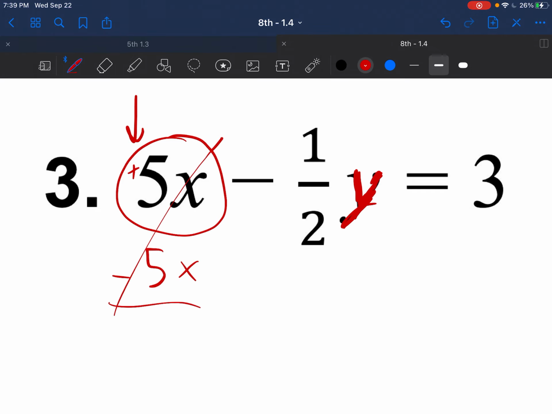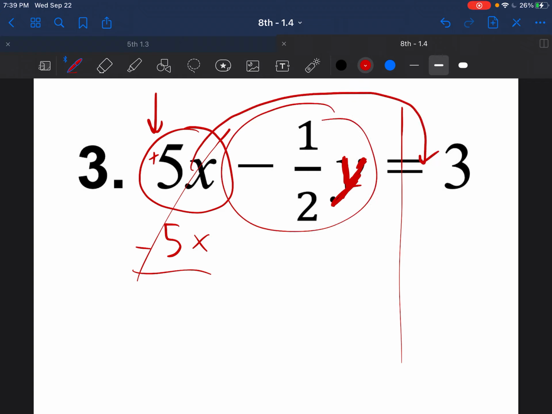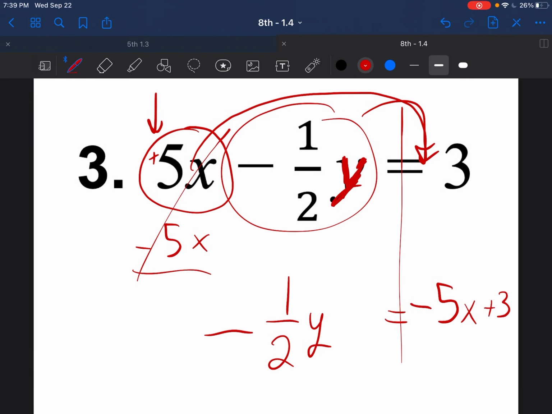Boom. Whatever you do on one side, do it to the other. So basically this does not have an x, right? So we're just going to squeeze it in. I'm going to take this, squeeze it in right there. So let's drop this down. We now have negative 1/2 y. We just squeezed that in over there, so we have negative 5x, and that's a positive 3 plus 3. I'm going to erase this. I'm going to move this real quick.